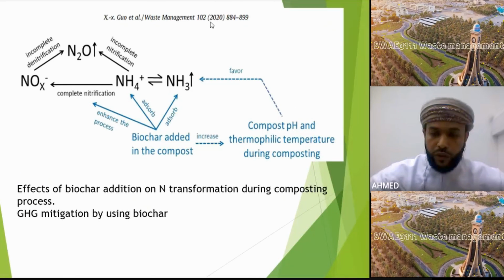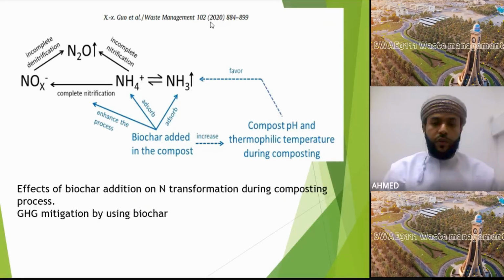And also biochar has influence on nitrogen cycling. During nitrogen transformation in the composting process, adding biochar to the compost will increase the pH, and also it will enhance the conversion of nitrogen to nitrite and nitrate. So it has influence on nitrification and as well on denitrification, through incomplete denitrification. So by using biochar during composting, it will reduce the emission of nitrous oxide to the atmosphere, and by this way we will mitigate greenhouse gases.